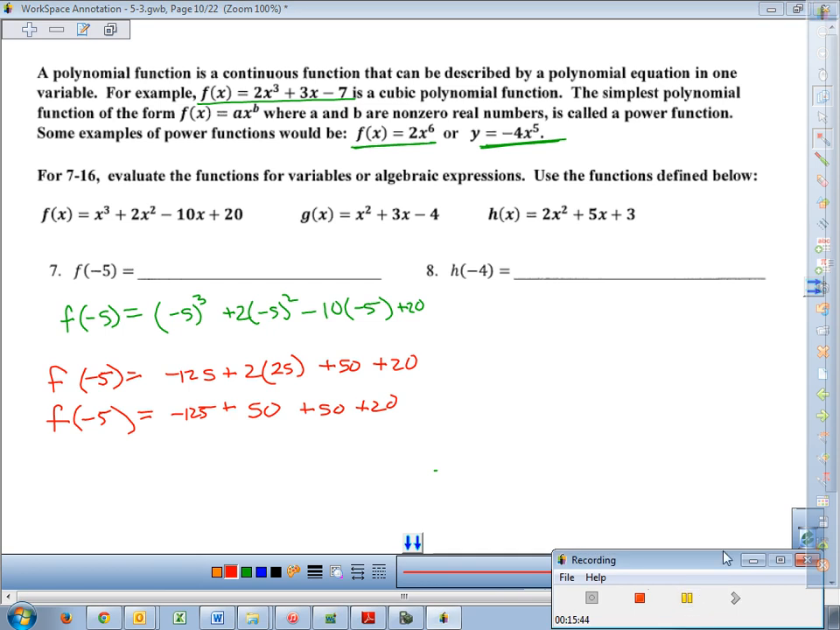I'm a fan of finishing what you're doing, right? I'm going to finish what I do and say f of negative 5 equals negative 5, and then put a negative 5 up there in the blank.